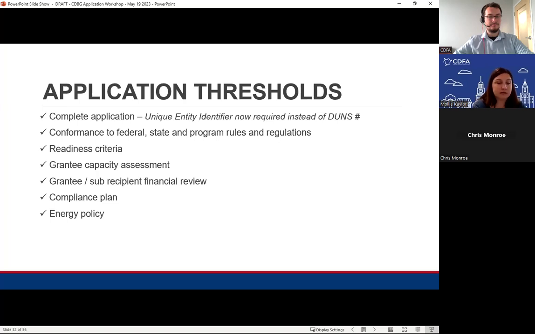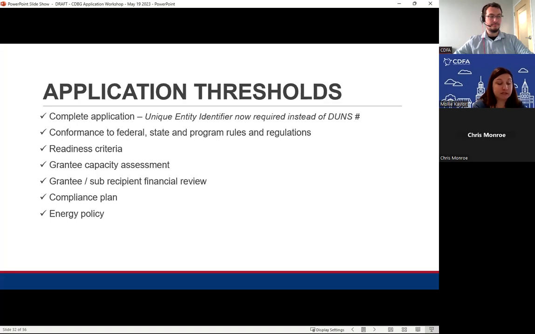And then lastly, we are also looking for a completed compliance plan, which we'll talk more about in the next slide. And then also that there's documentation that the energy policy, which we'll talk more about as well coming up, is being addressed as part of your application.